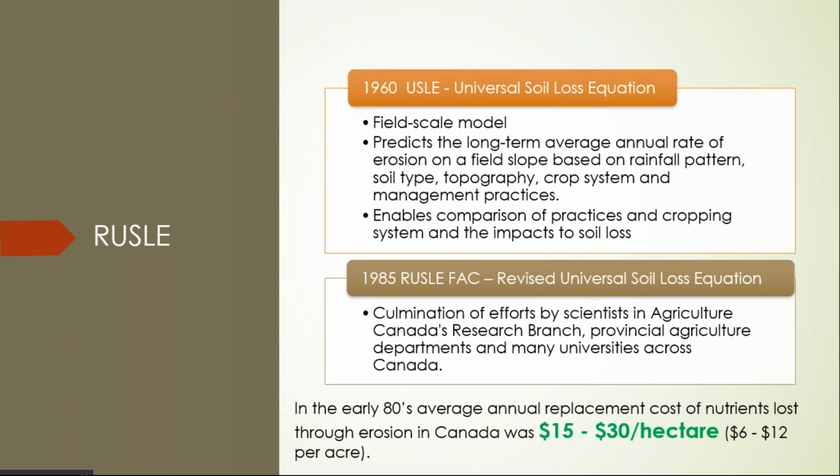So the Agriculture Canada research branch developed what's called the Revised Universal Soil Loss Equation for adoption in Canada and released it in 1985. That is to this day the formula that we utilize if we're trying to figure out what factors affect our soil loss and what practices we can use to mitigate those losses. In the 80s, during that research project, it was estimated that just the replacement cost for agricultural operations related to erosion was somewhere in the range of $6 to $12 an acre. Input costs have increased since, and we have implemented some good conservation practices to reduce erosion, but there's still significant cost associated with that today.